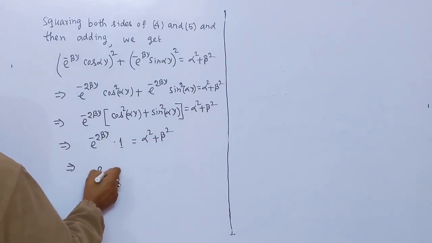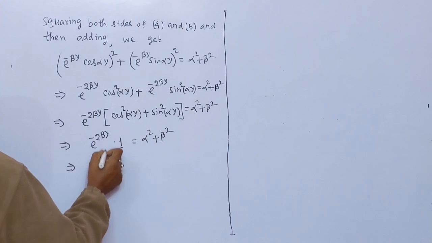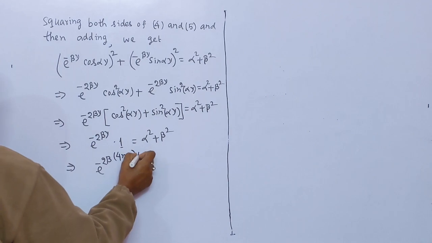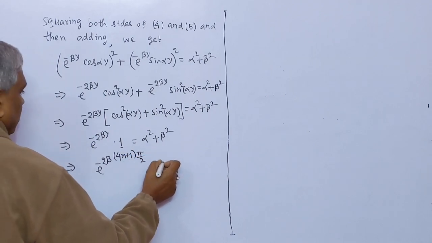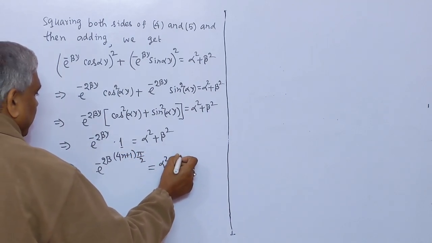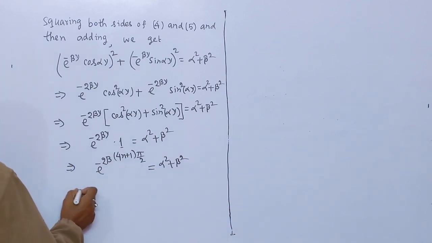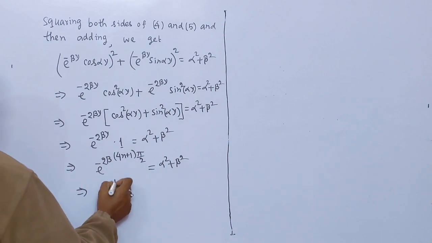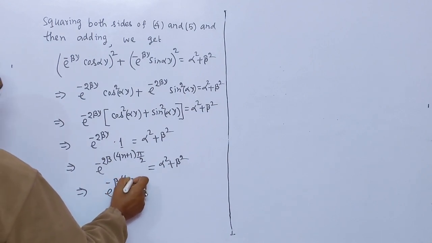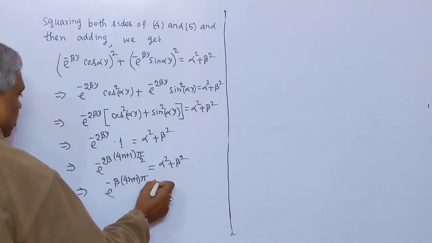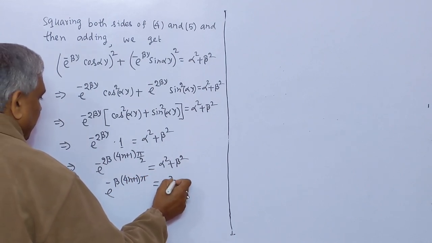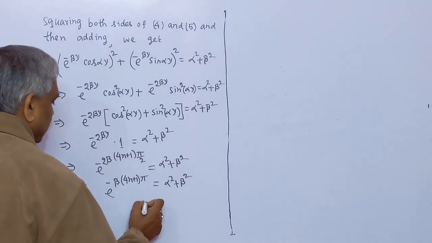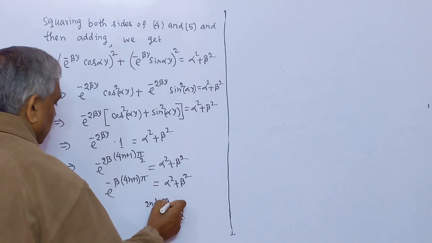This implies that e^(−2βγ), where γ is (4n+1)π/2, is equal to α² + β². The 2 cancels, so e^(−β(4n+1)π) = α² + β². Second part proved.